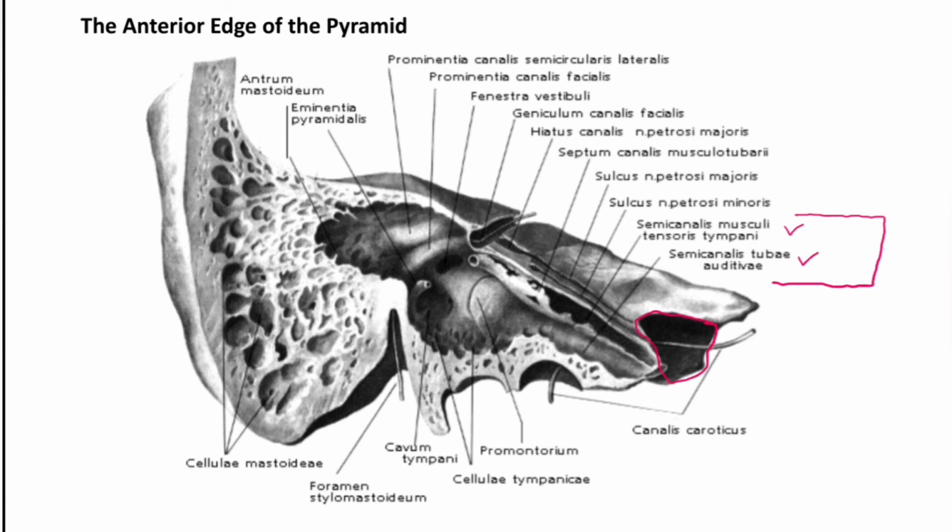And secondly, you can see this opening of the internal carotid canal, right? This canal is just the carotid canal, canalis caroticus. So this is the internal opening, and this one is the external opening.